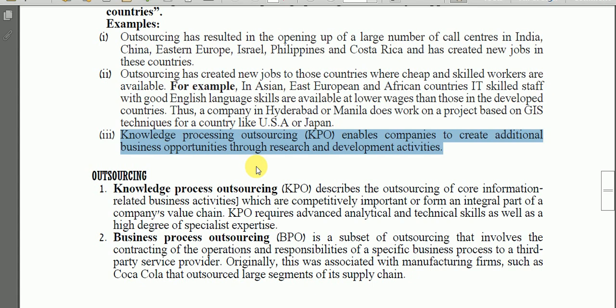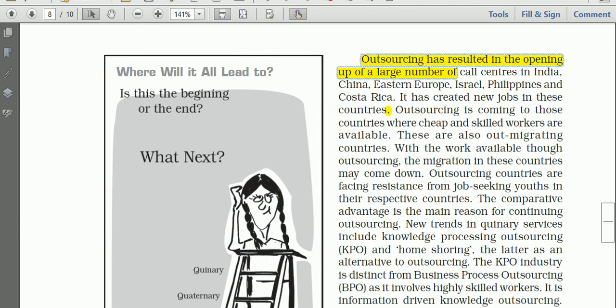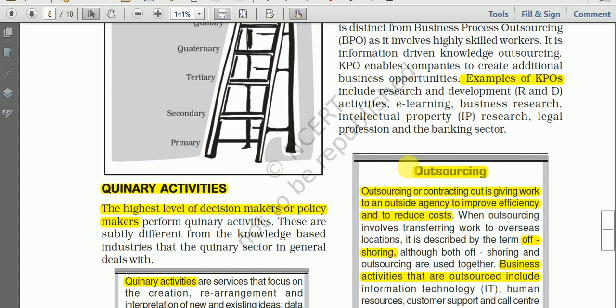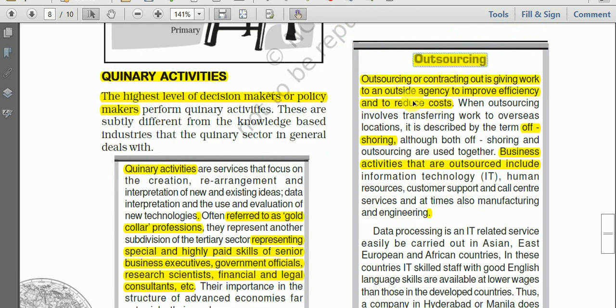Now let us see. We have come across the word outsourcing many times, and last time also we discussed it, what it means and what the different types of outsourcing are. So let us discuss it. It is given here. See, outsourcing, and the meaning is given here. Outsourcing or contracting out is giving work to an outside agency to improve efficiency and to reduce costs. Outsourcing means to give a contract to an outside agency to improve efficiency and accuracy, at the same time to reduce the cost.